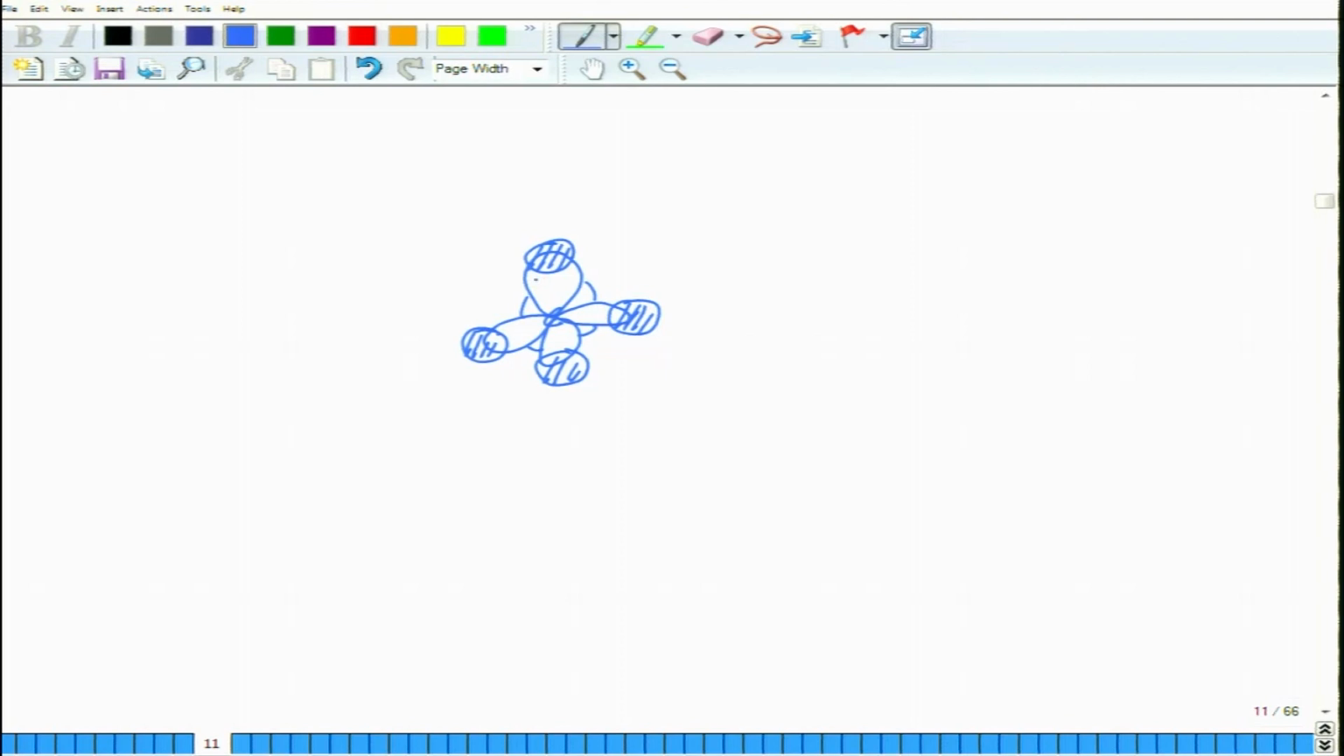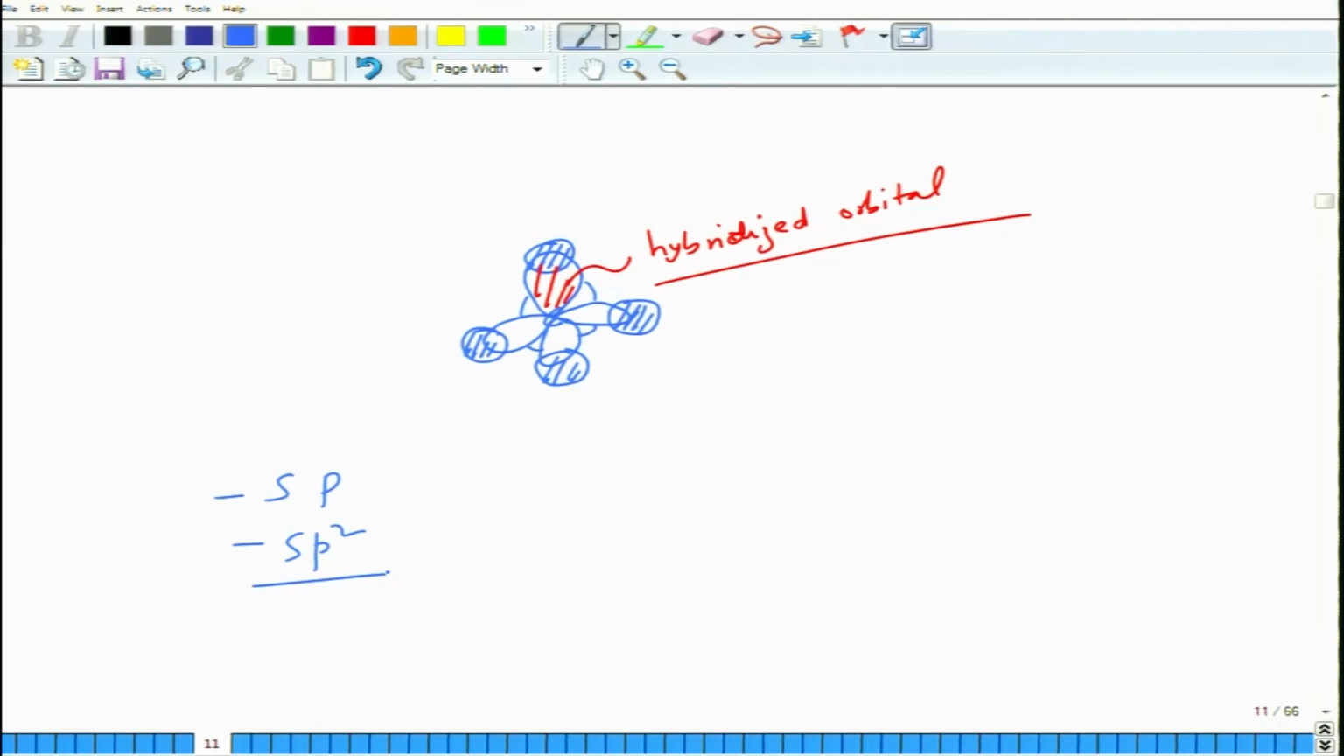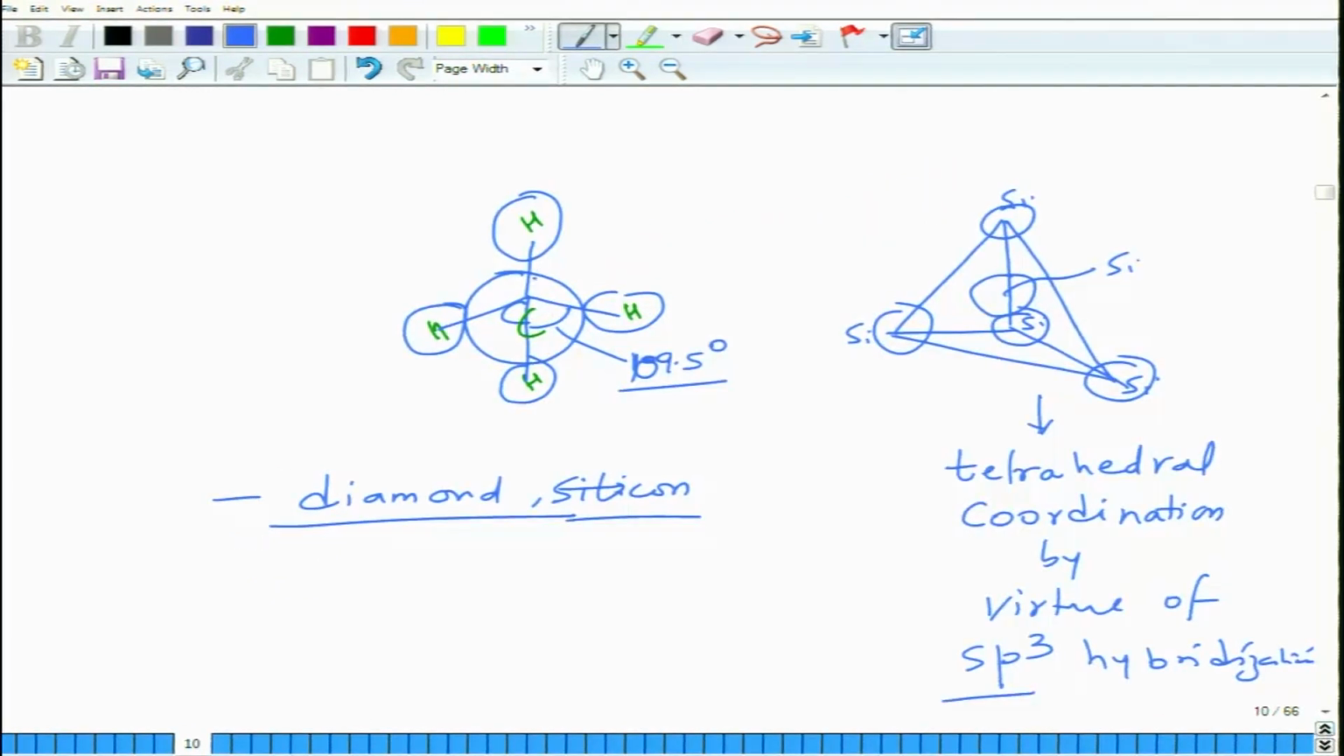So, what you see here, this is a hybridized orbital. You can have other cases as well. You can have, for example, sp hybridization also. You can have sp2 hybridization also. I will leave it to you to study. For example, graphite will not have sp3 hybridization. Graphite has only sp2 hybridization, and there are some other materials which will have sp3 hybridization. The bond which forms between these is called a sigma bond.